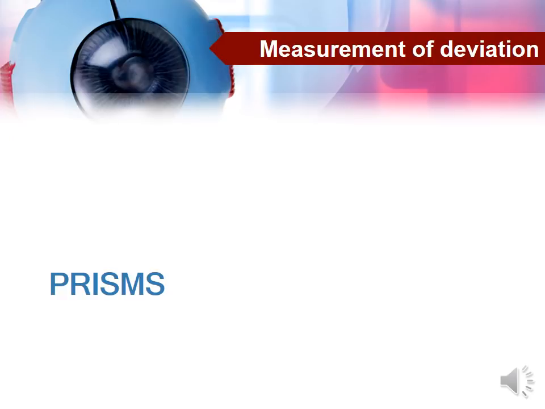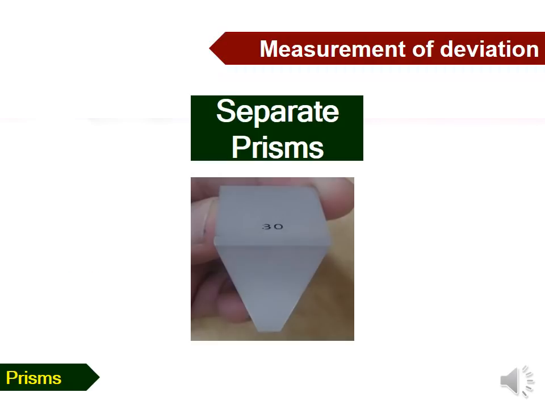Before discussing how to measure the angle of deviation, we need a brief description of prisms and their optical principles, as they will be widely used in the following talk on measuring the angle of deviation. Prisms are made of plastic or glass. Each prism has a number on it that indicates the power of the prism. Most prisms are calibrated in prism diopters. In few instances, you can find prisms calibrated in degrees.